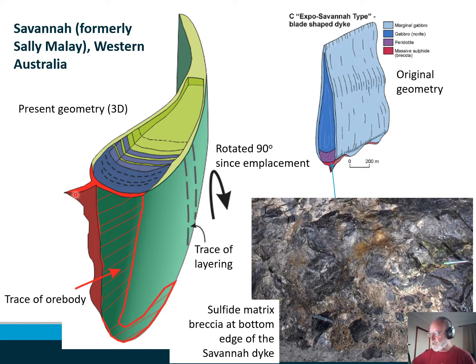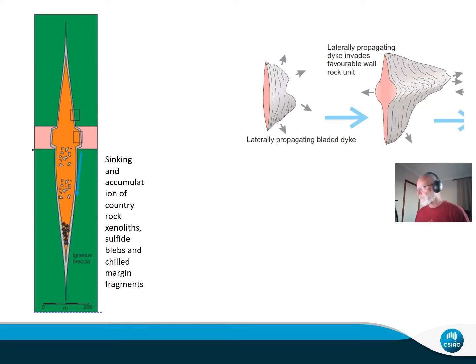It's got primary margins with emulsion textures around it, and lots of silicate rock fragments in it, which exactly match the ones that we find in the intrusion itself. So this is a downward propagating sulfide dike that's propagating at the bottom edge of the intrusion.